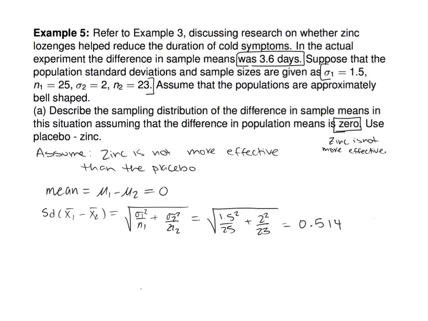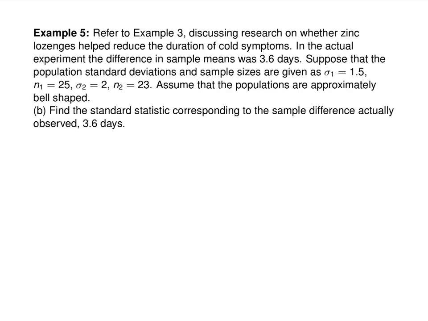And now the question we're going to answer is how unusual is observing a difference of 3.6 if the mean is 0? So once again, how unusual is it to observe a mean difference of 3.6 if the actual mean was 0? So in this case, our z statistic is the sample statistic minus the population parameter, all divided by the standard deviation of the sample statistic.